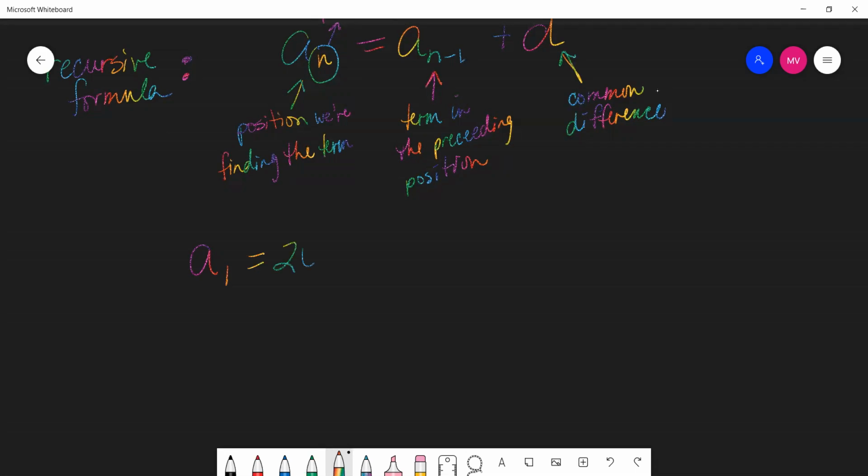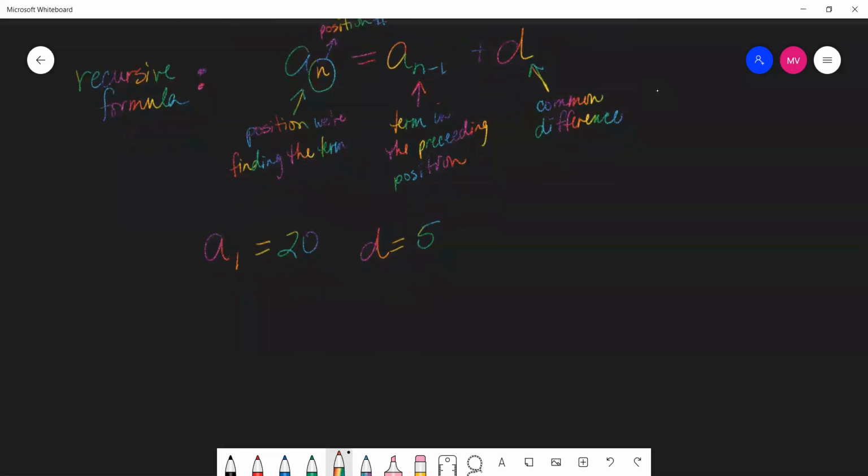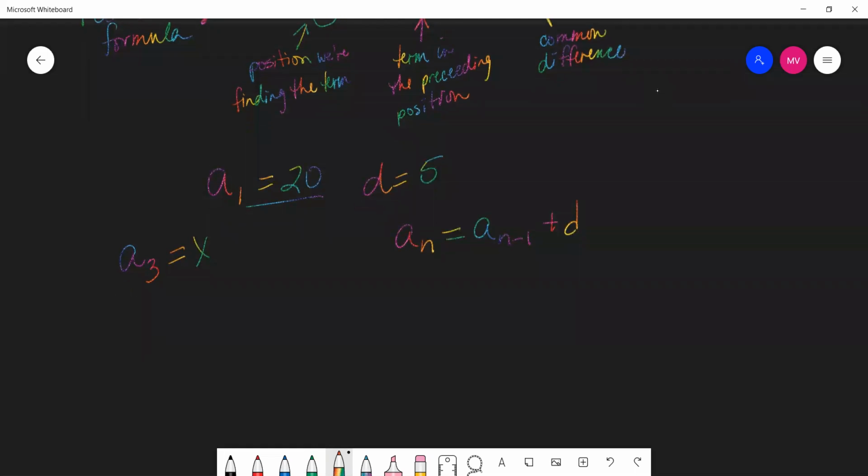A1 is 20, and I know that D is 5, and I ask you to tell me what is the term in position A3, that's our unknown. Well, I have A1, so I have to calculate A2 before I can calculate A3. So I would set this up where I know A1, so AN equals AN minus 1 plus D.